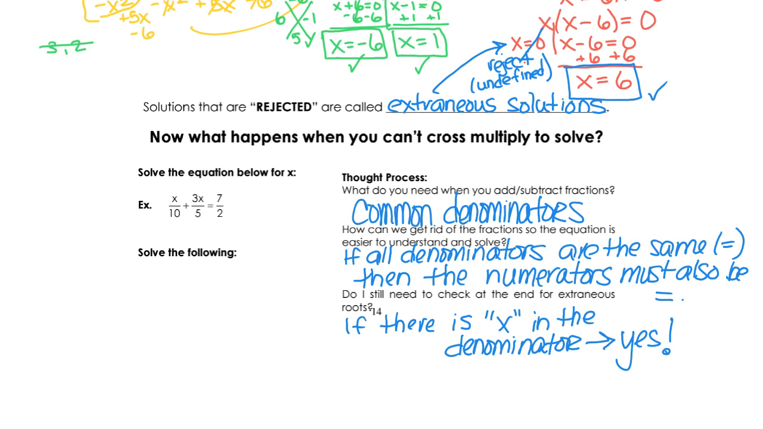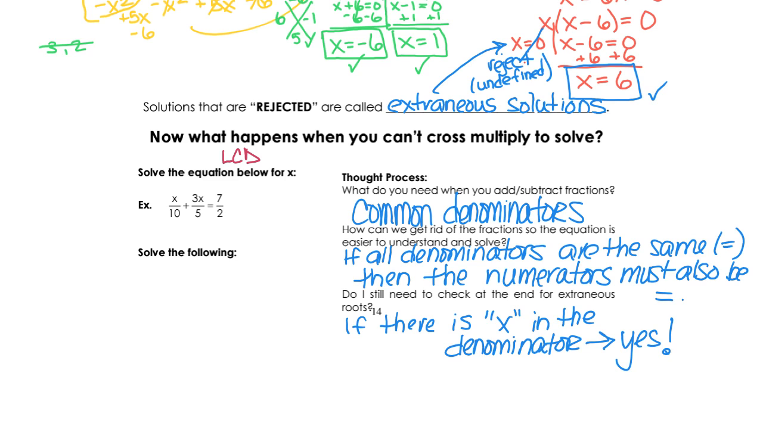If I look at all the denominators, 10, 5, and 2, they're not all the same. And because they're not all the same, we can't just ignore them and look at the numerators. So we're going to come up with a number that represents the lowest common denominator. You always try for the lowest common denominator, also known as the LCD.